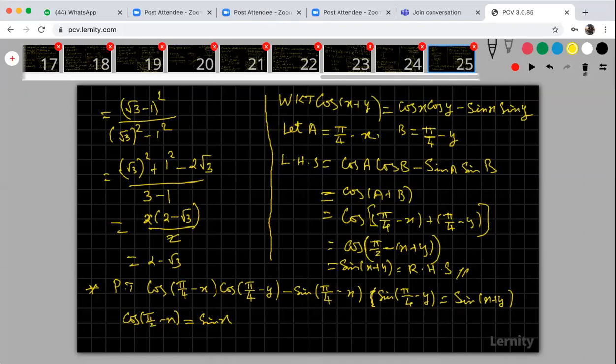We have to prove that. Look at that. The question is that the entire left hand side is equal to the right hand side. I am considering the left hand side. In that left hand side, I am taking this as A, this as B. After that, I am applying this formula. And then again, I am applying that A value, B value. So after applying A value, B value, and adding these two, I am getting pi by 2 minus of x plus y. And cos pi by 2 minus of x plus y is nothing but sin of x plus y. Okay.